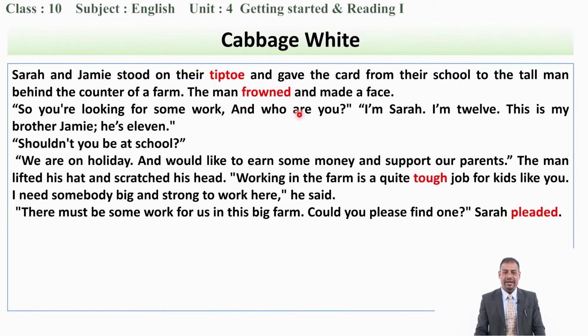Now, another word we have, frowned. What is the spelling of this word? Yes, F-R-O-W-N-E-D, frowned. Now you all pronounce with me, frowned. F-R-O-W-N-E-D, frowned. One more time, please. Frowned. Good job.